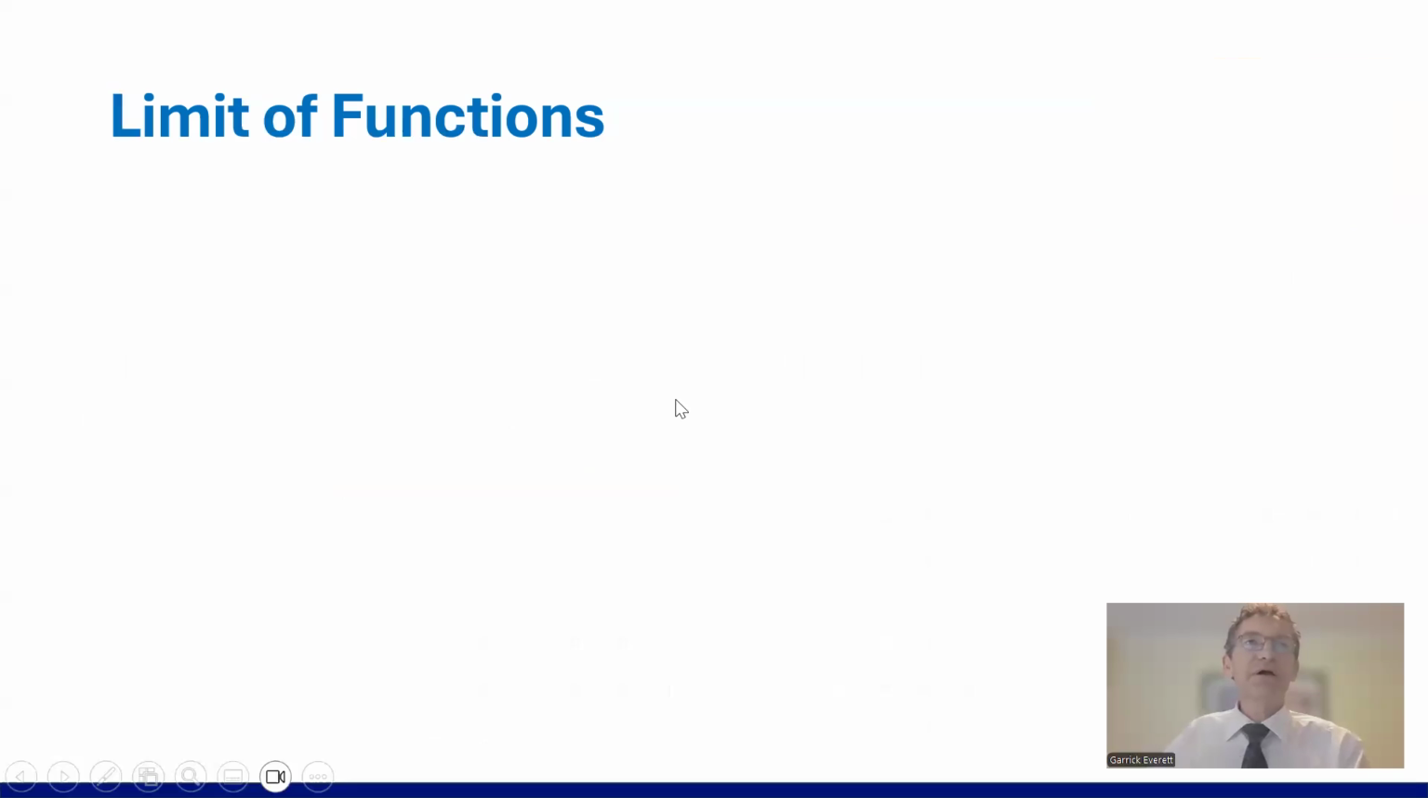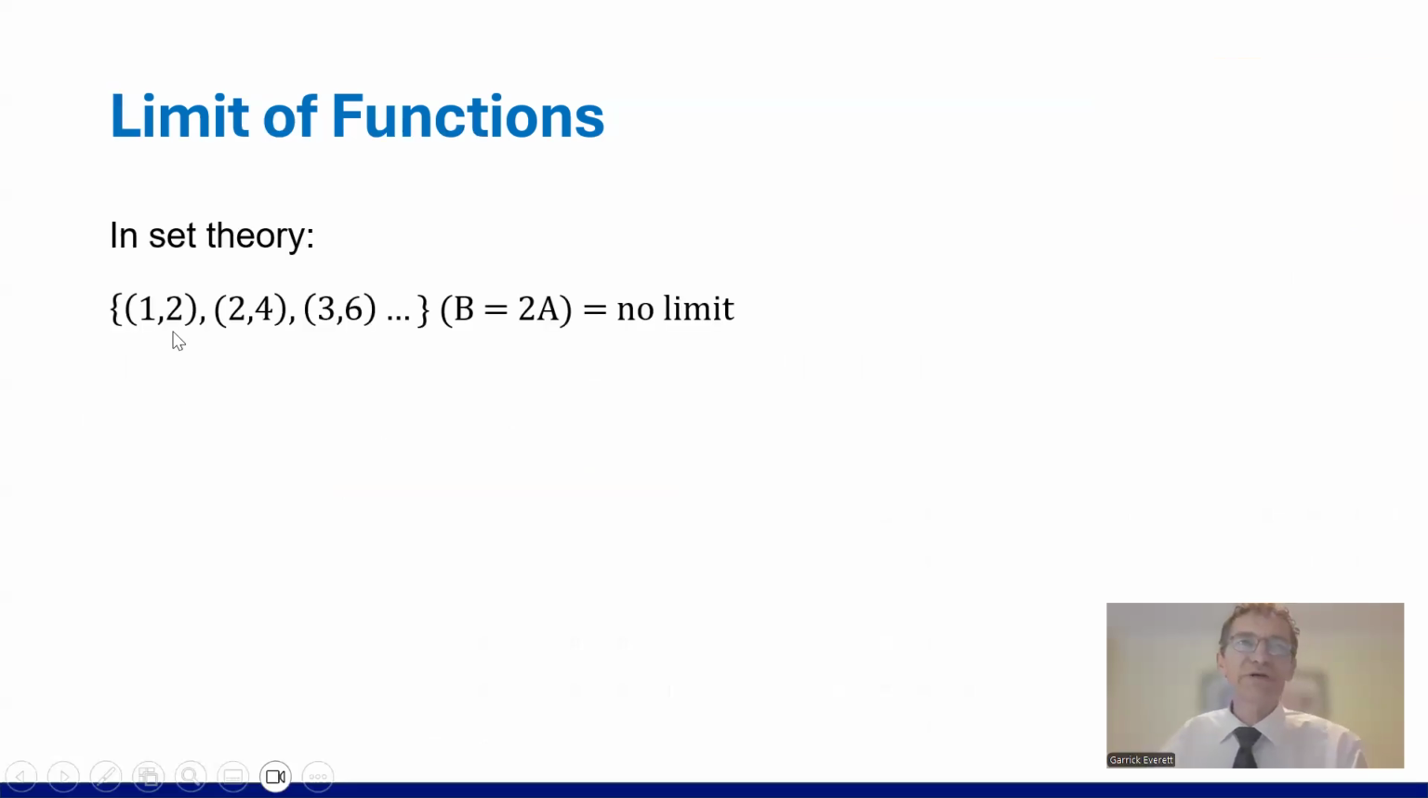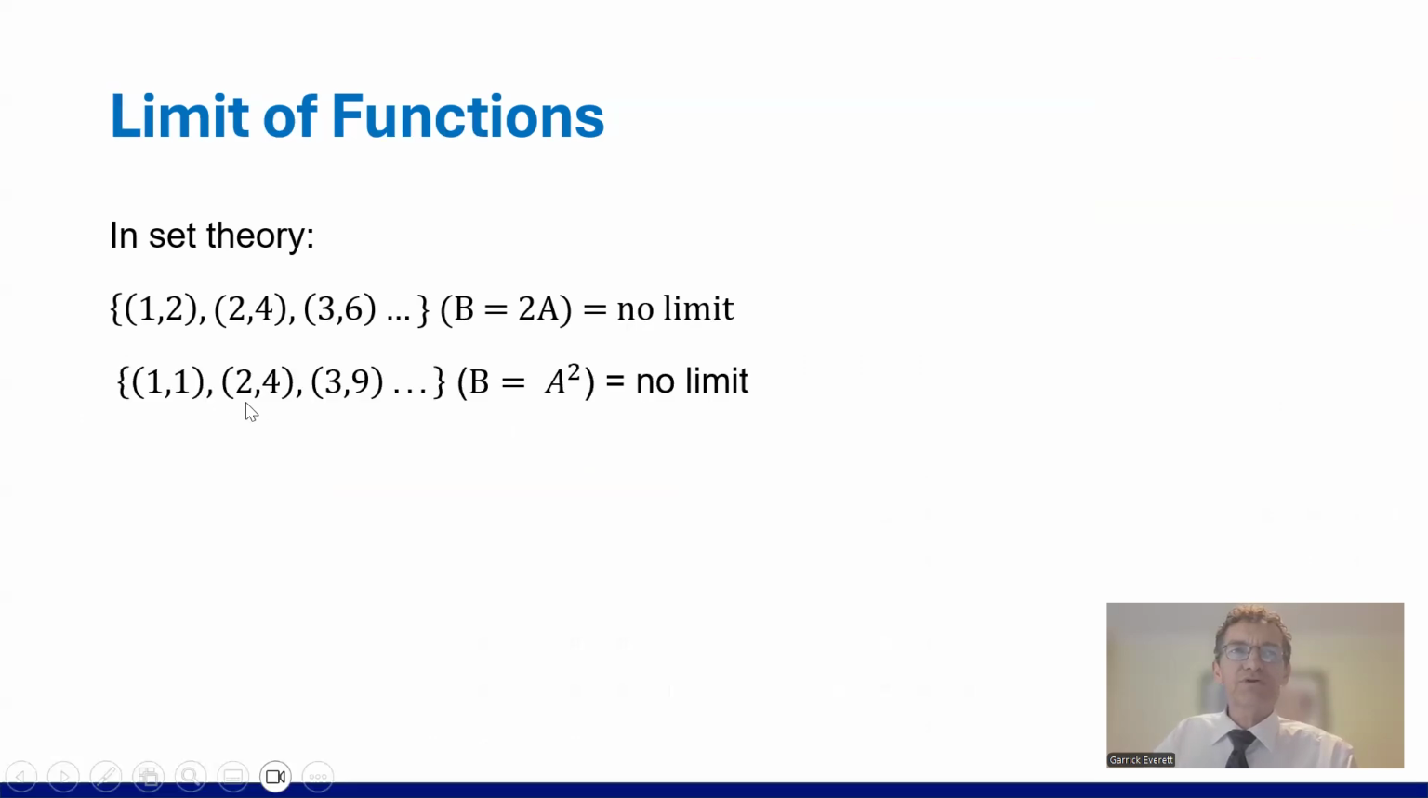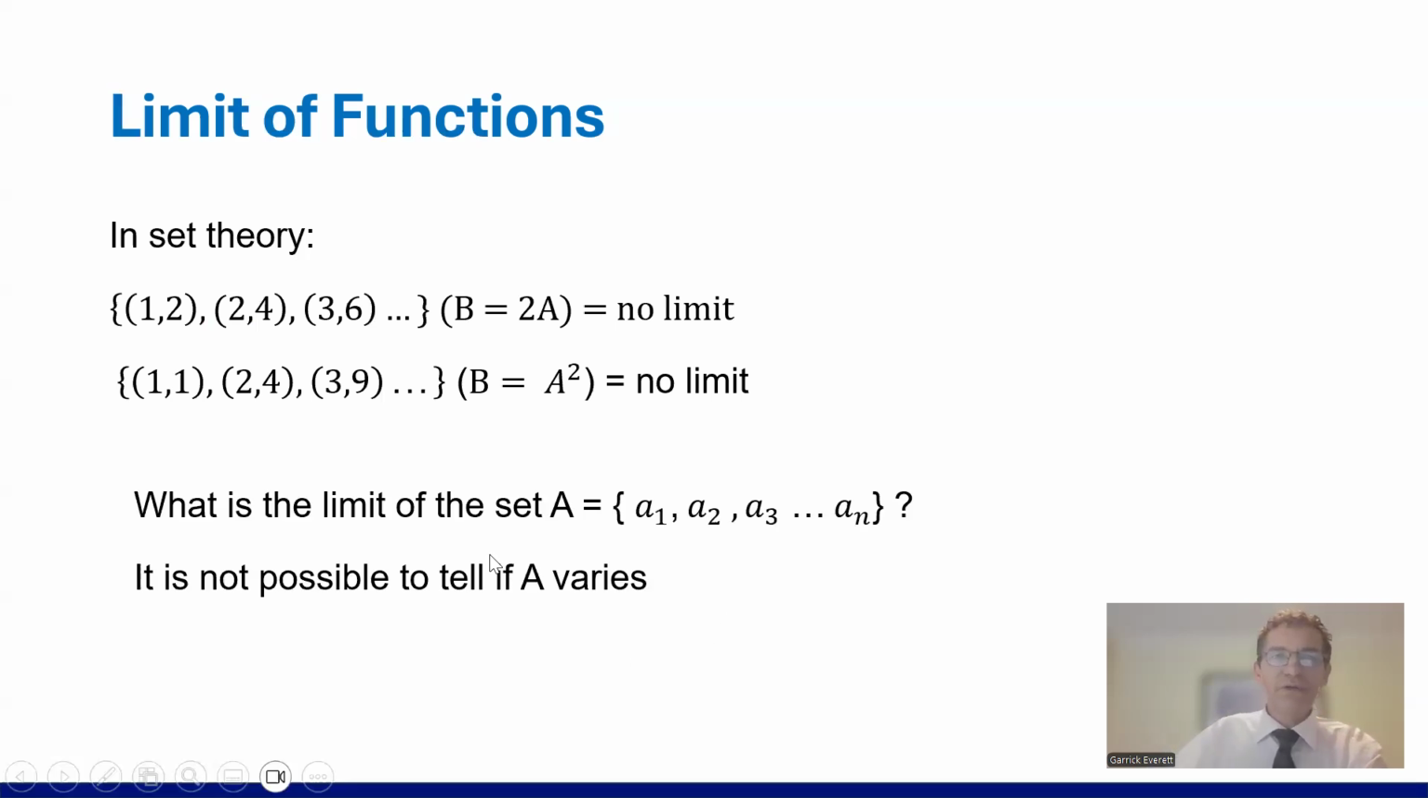In set theory, we look at these pairs: 1, 2, 2, 4, 3, 6, where b equals 2a. There is no limit. It goes on forever. We'll get 1, 1, 2, 4, 3, 9, where b equals a squared. Again, there is no limit. What is the limit of the sets of the set A, where you've got A1, A2, A3, up to AN? And here, there are no limits. You can go backwards as well, but there is no limit.